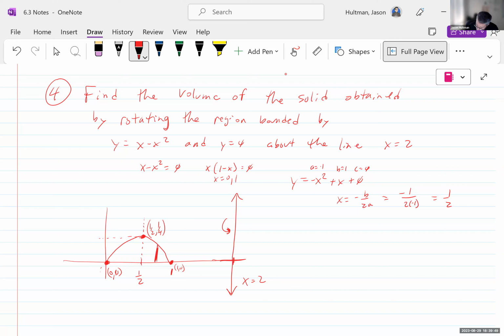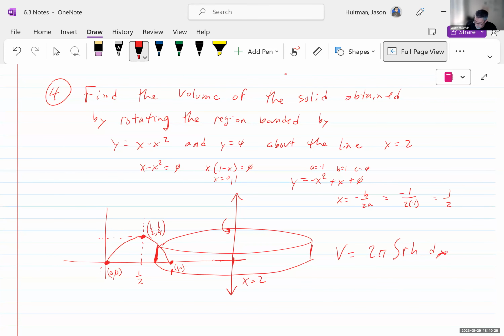So it really is this guy here. I'll take a slice there. Now we're revolving about that line, and I want to create a cylindrical shell out of this. Let me make that a little nicer. We're going to create a cylindrical shell out of this. So we have to ask ourselves, volume is equal to 2 pi R H, and we want R and H in terms of x.